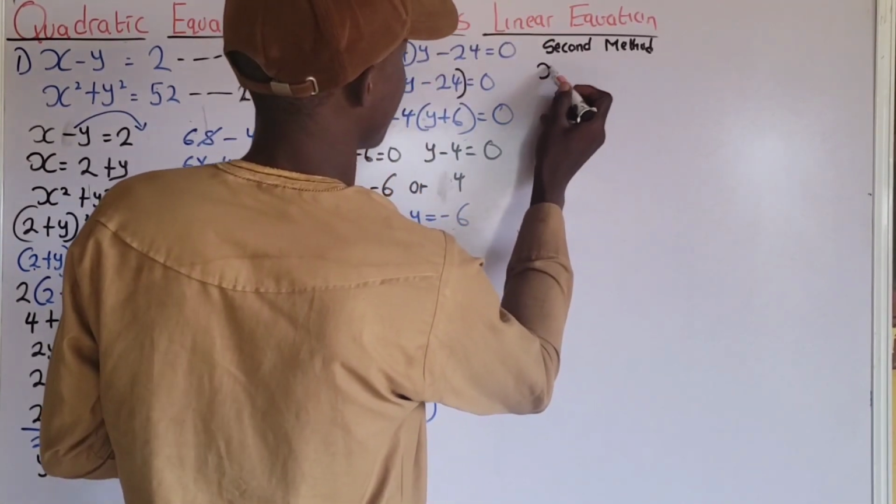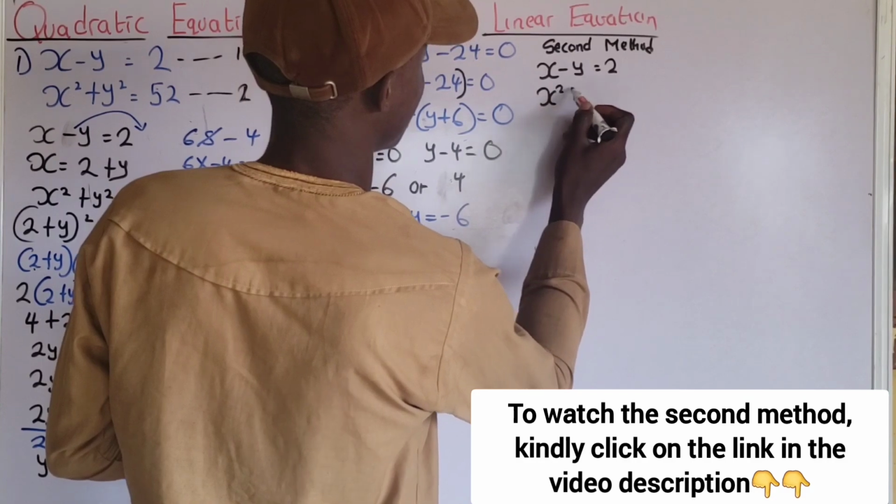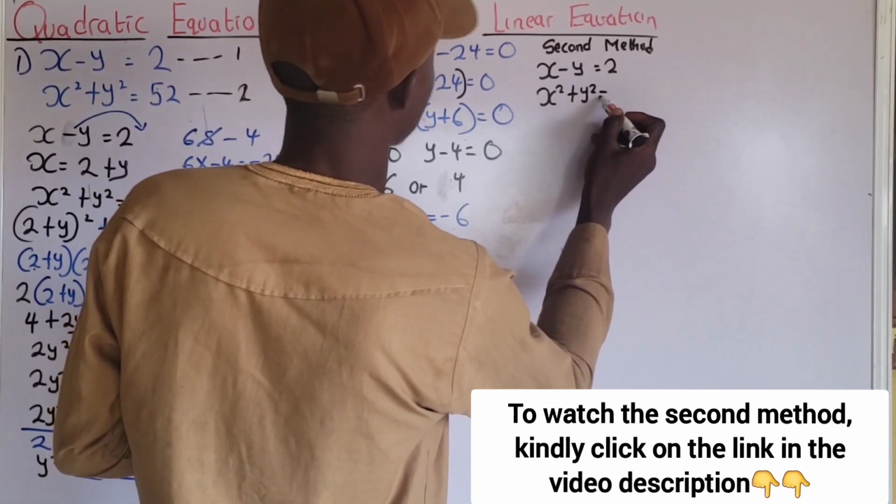Now we have x minus y equals to 2, then x squared plus y squared equals to 52.